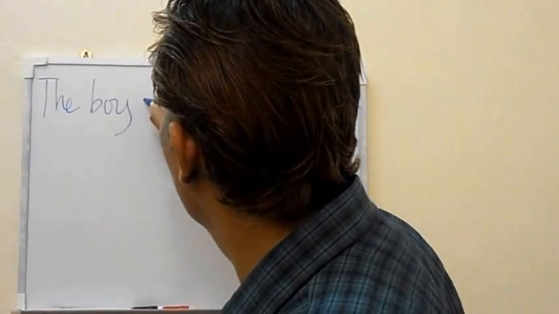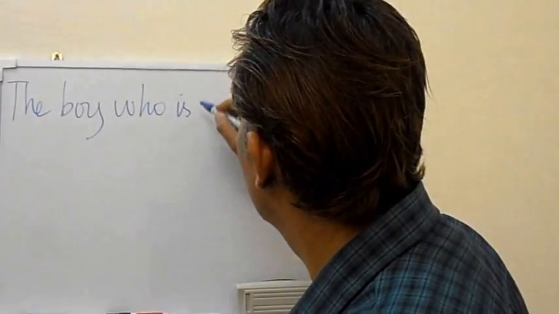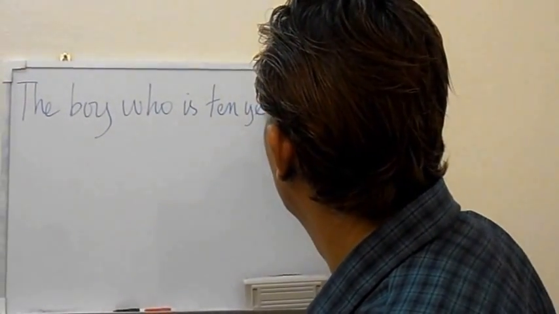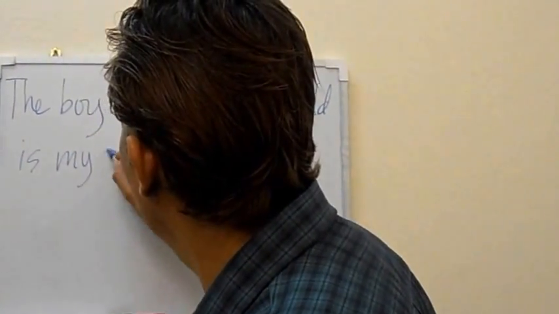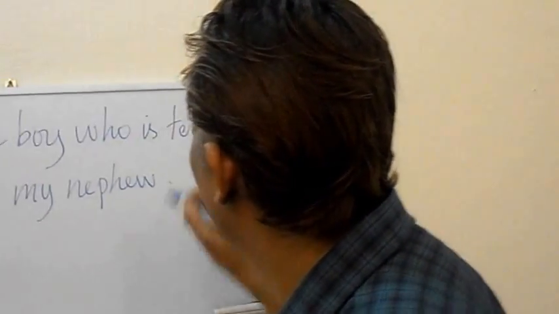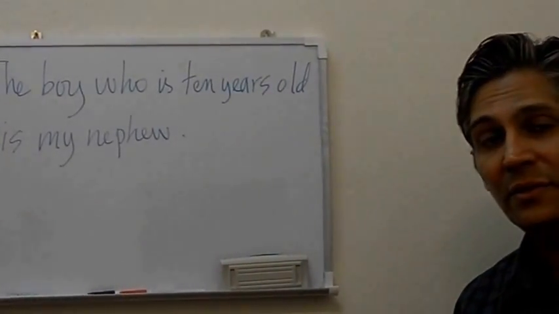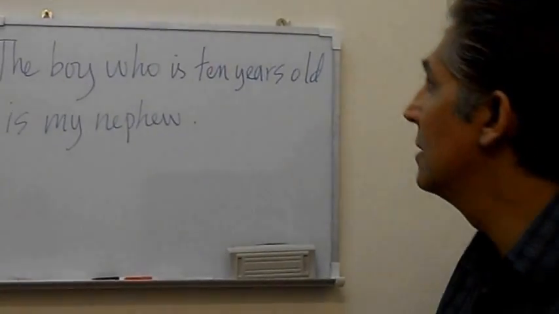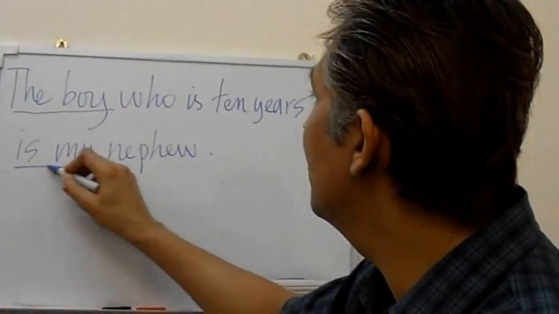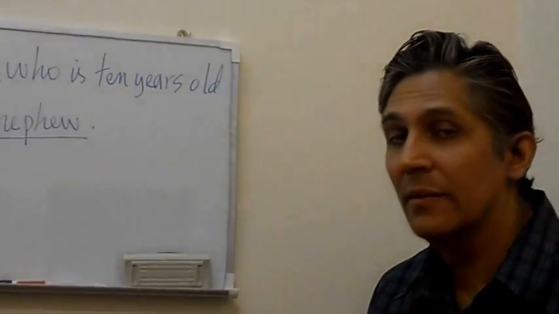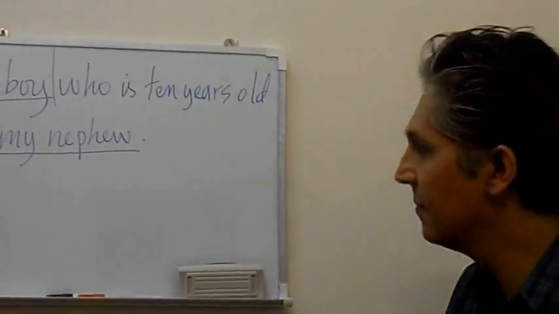The boy who is 10 years old is my nephew. Now observe, this sentence has a main clause and a subordinate clause. The main clause, the boy is my nephew. There's also a subordinate clause, who is 10 years old.